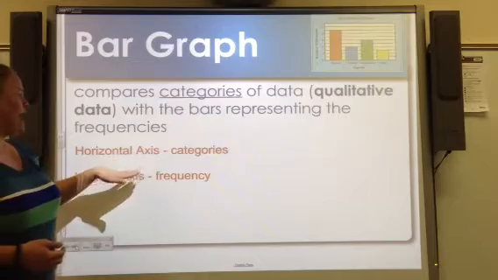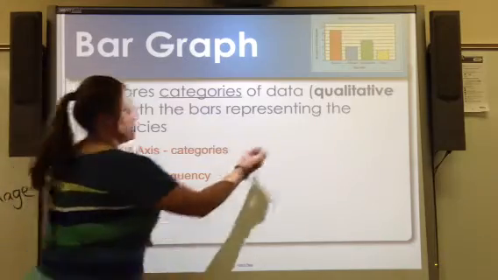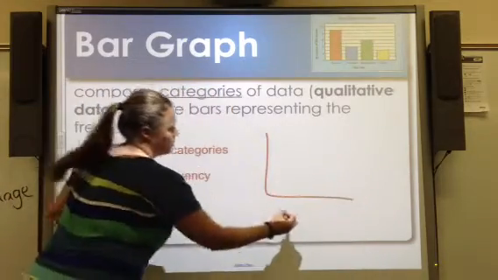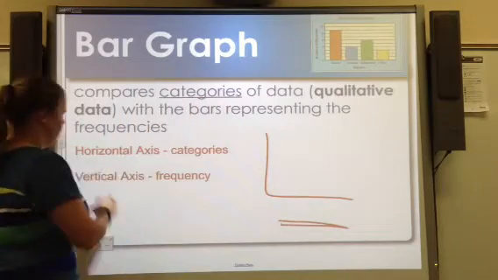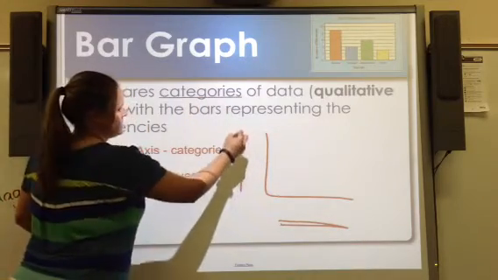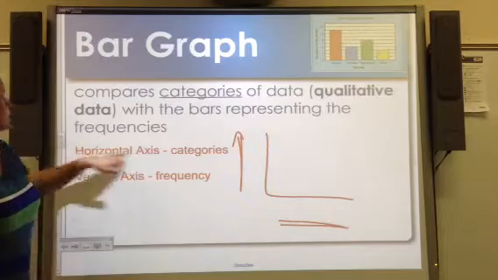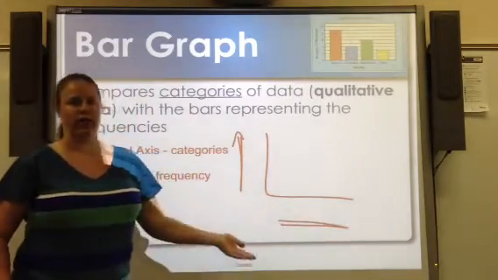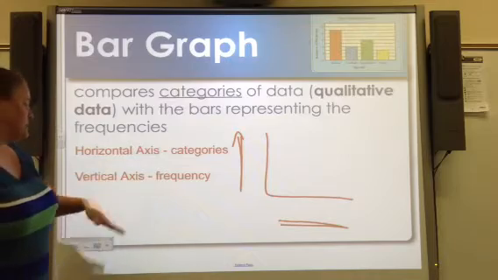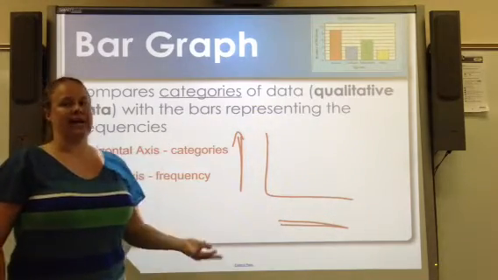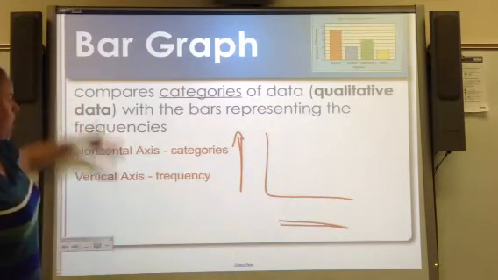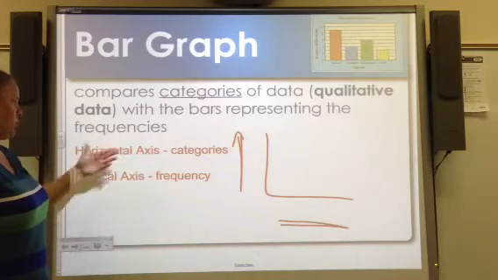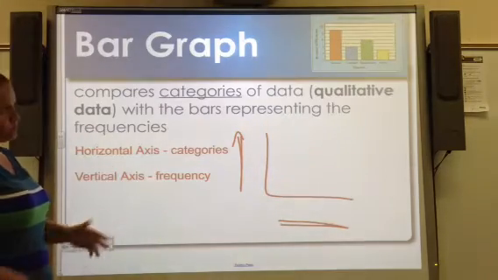On your horizontal axis, so again with your graphs, horizontal is down here and vertical is going up and down. So the horizontal axis displays the categories that we would like to use for the graph. And the vertical axis displays the frequency, how many times it is used. So again, you are recording this definition as well as what's in red.